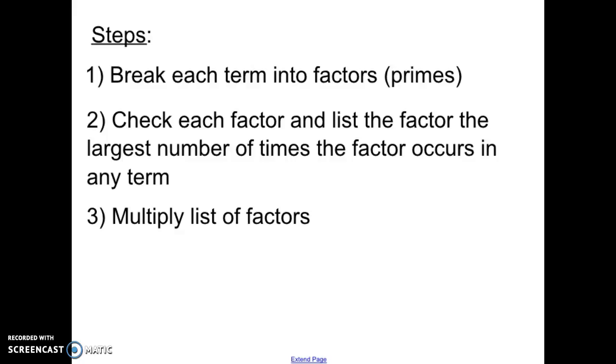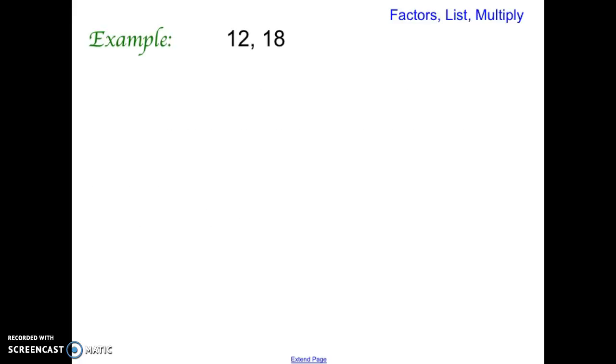First, you're going to break each term into factors. I'd recommend using prime numbers. Second, we're going to check each factor and list the factor the largest number of times that factor occurs in any term. Long-winded, a little confusing. Hopefully when we go through the examples, this will clarify itself. Third step will be to multiply the list of factors we made in step 2. We're going to start with example 12 and 18.